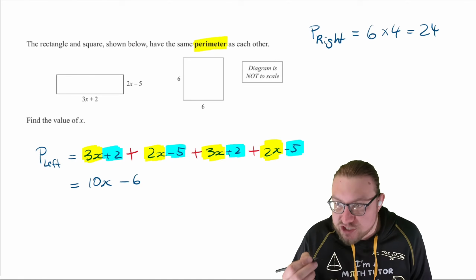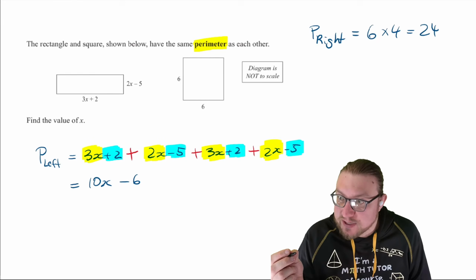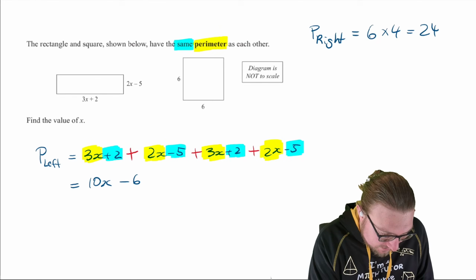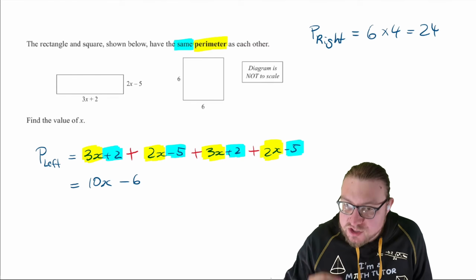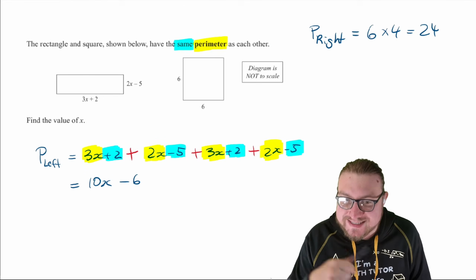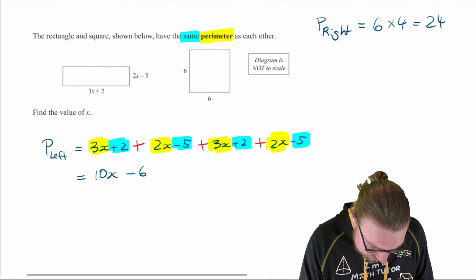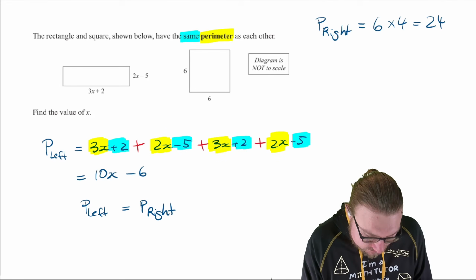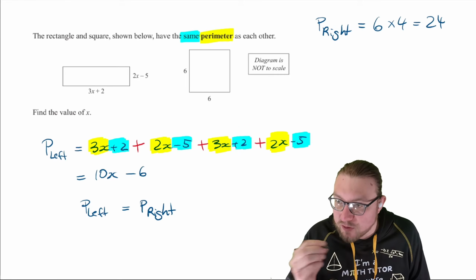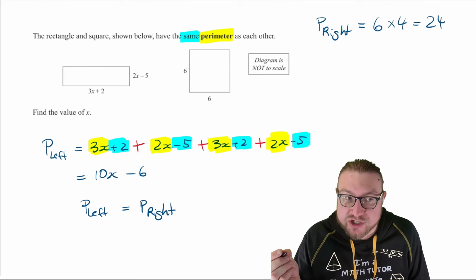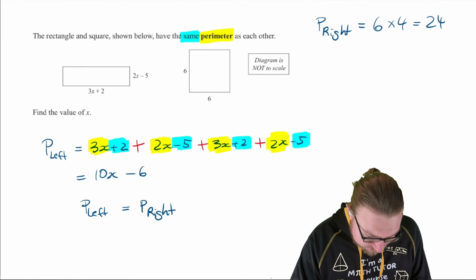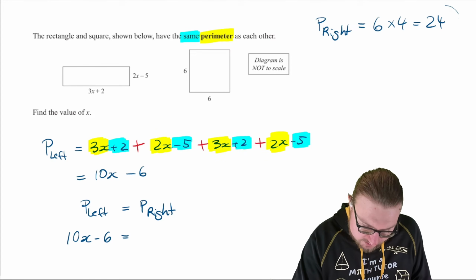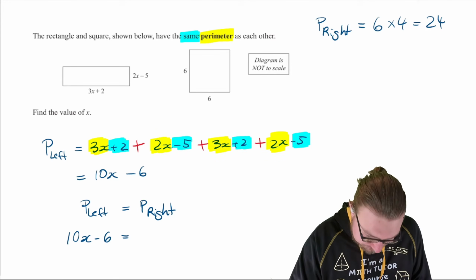Now, what is this question actually telling us? We have the perimeters because it's talking about perimeters. The next part here is saying they have the same perimeter. So what that means is that the perimeter on the left is the same as the perimeter on the right. And since we know both of those, even if one is an algebraic expression, we can just replace them. The left one we had was 10x minus 6, and the right one was 24 that we calculated over here.